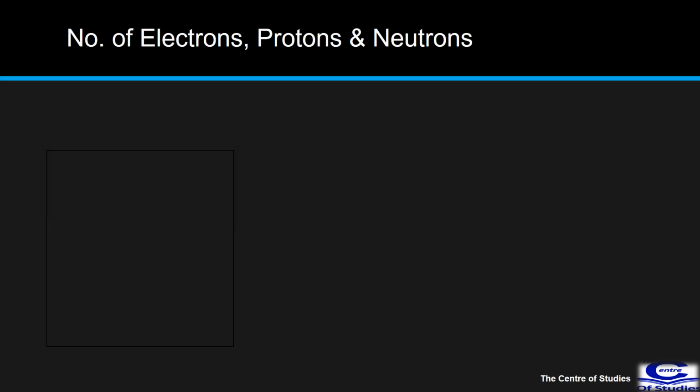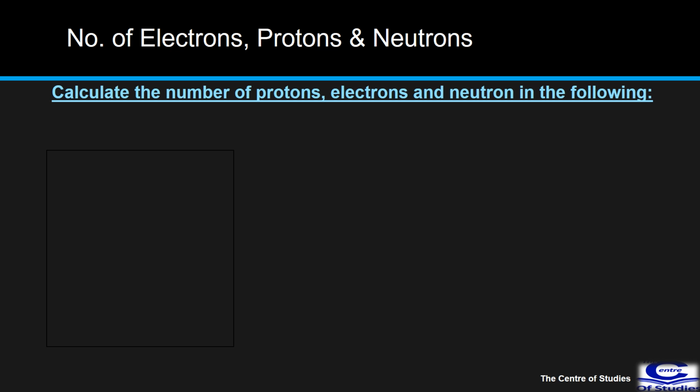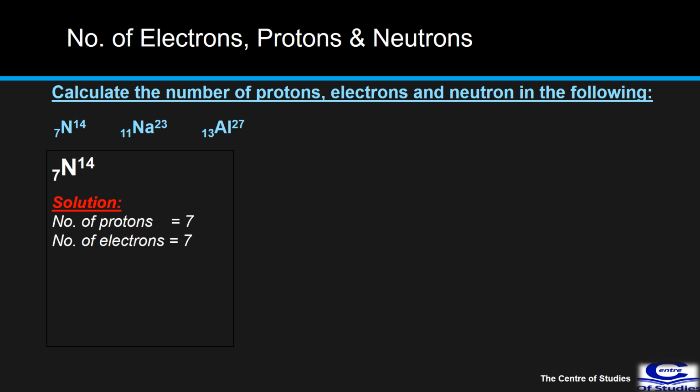Now let's see how we calculate the number of protons, electrons and neutrons with the help of an example. We are given 3 elements, nitrogen, sodium and aluminium. The atomic number and mass number of the elements will be provided. As the atomic number of nitrogen is 7, the number of protons and number of electrons of nitrogen will be 7. And for the number of neutrons, we have to subtract the atomic number from the mass number.